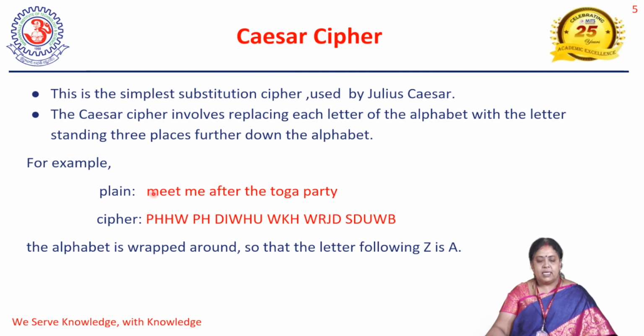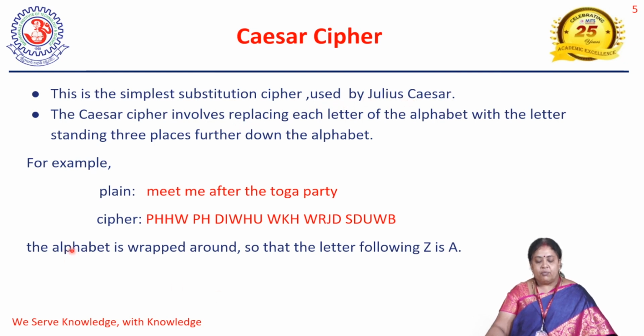Like that, E is substituted by H, and T is substituted by W. Like that we are going to substitute. That we call a substitution technique. One of the techniques is called the Caesar cipher. In this Caesar cipher, the formula we use is the letter standing three places further down the alphabet. That we call the Caesar cipher technique, and this technique was used by a king called Julius Caesar.